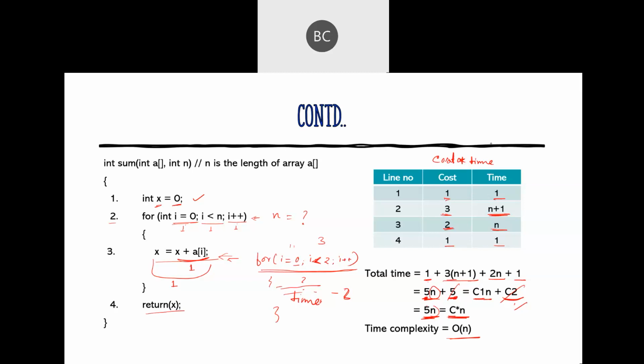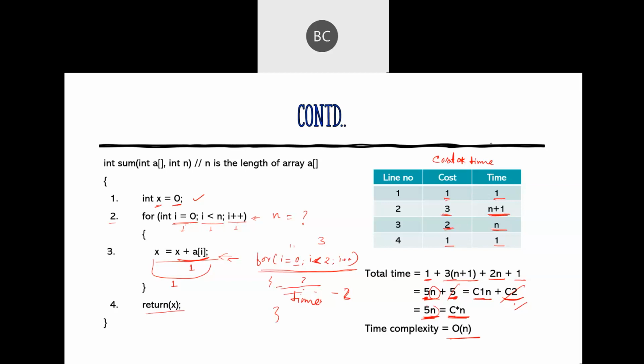Ma'am, in line number 3, you have said that it's n times. Is it n times because it's only considering the true values? Yes. This line will be executed until and unless the condition is true. So it's just n times.